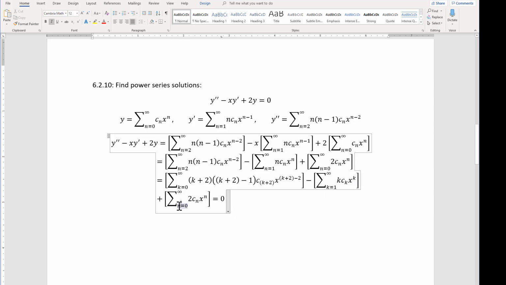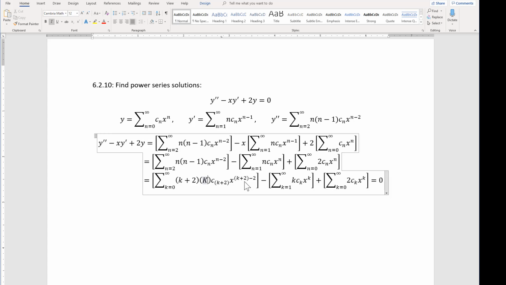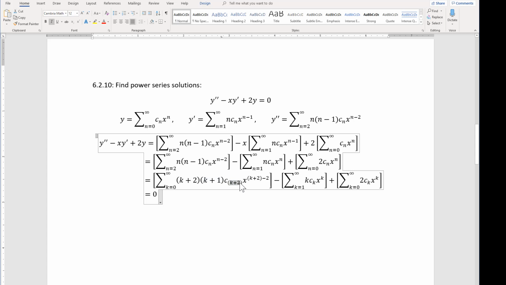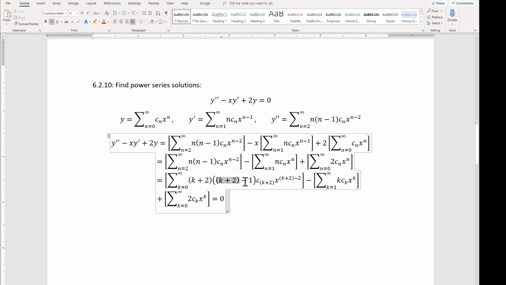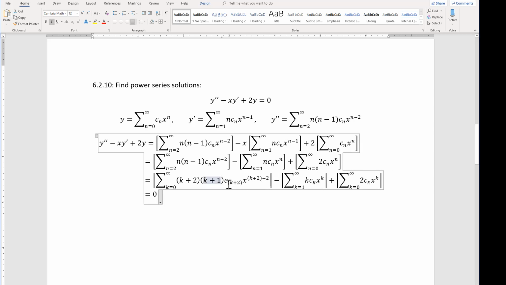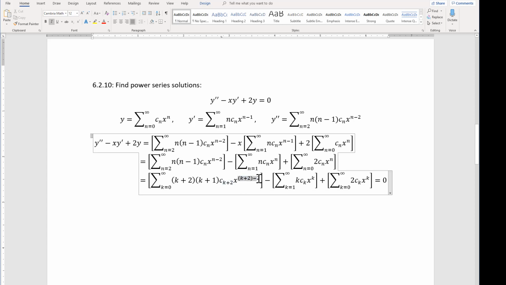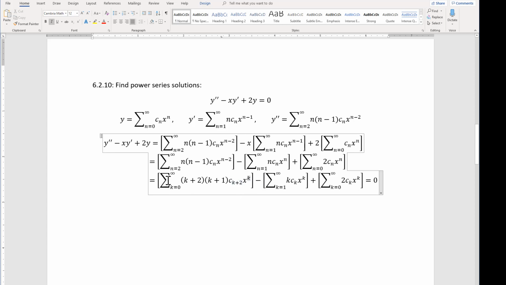So I have k's now after my index shift. Oops. Let's be careful with that. Okay. So again, simplifying this, this is just going to be k plus 2 minus 1. So it looks like it's going to be k plus 1. And this subscript is k plus 2. Oh, sorry. It should be k plus 1. And the index here should be k plus 2. And then this whole power here should just be k. Alright. So now they all have the same x to the k power.